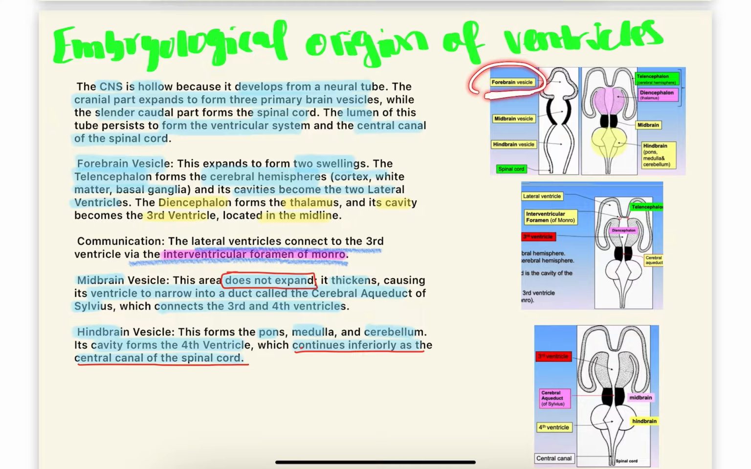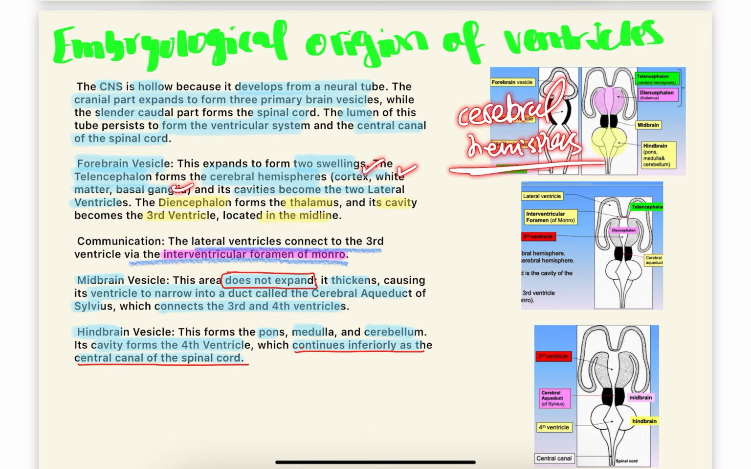Now let's talk about the forebrain vesicle. This forebrain vesicle, it will give me two expansions, the telencephalon and the diencephalon. So the telencephalon here, it will give me what? The cerebral hemispheres, which consist of what we said. It has the cortex, the outside one, the white matter, and the basal ganglia. Plus the cavity of the telencephalon, it will give me the lateral ventricle. So it will give me two lateral ventricles.